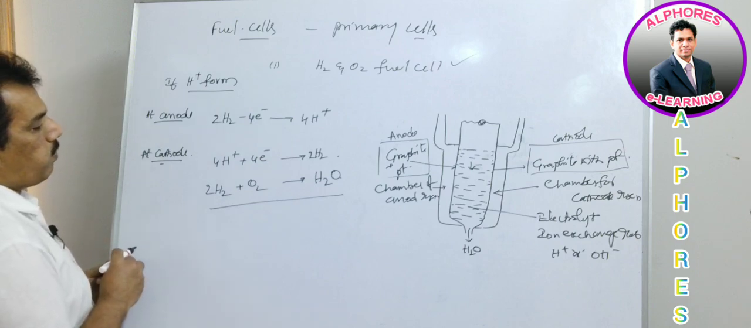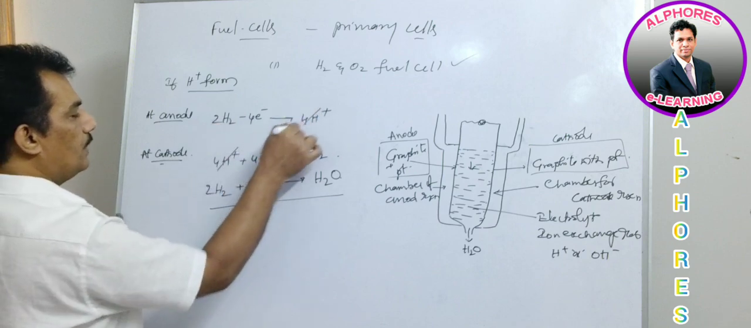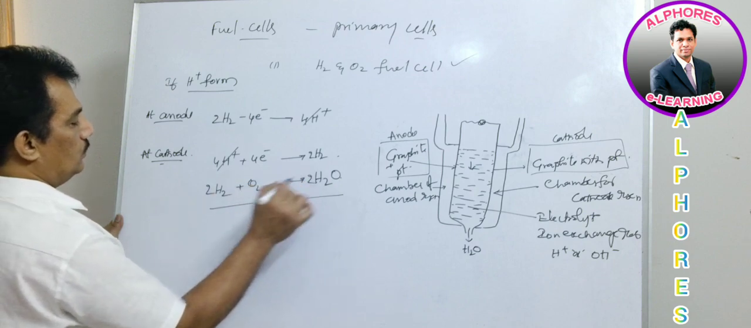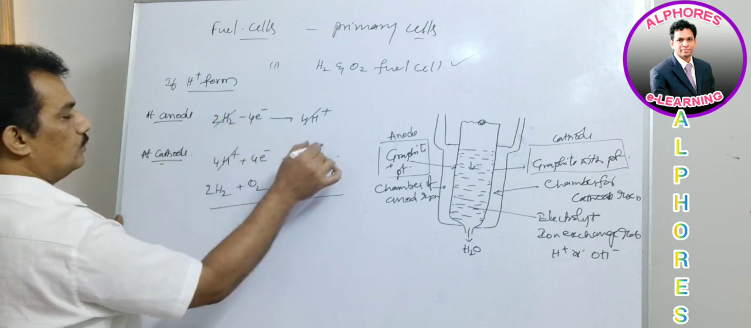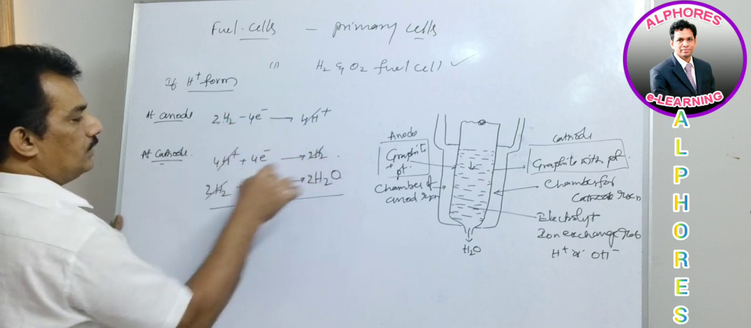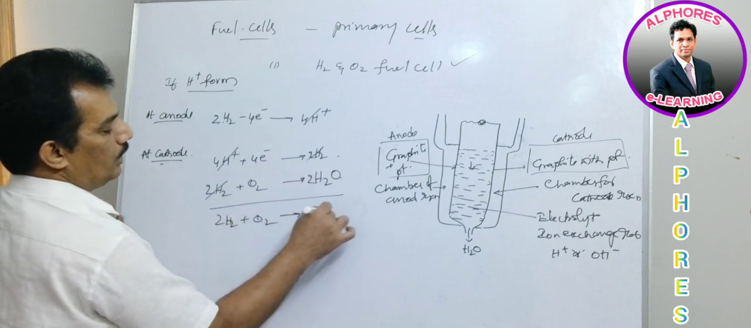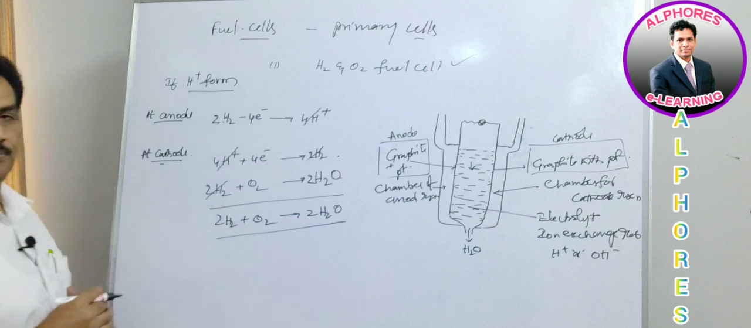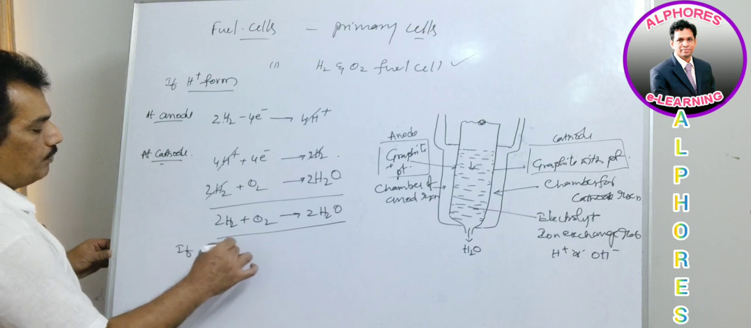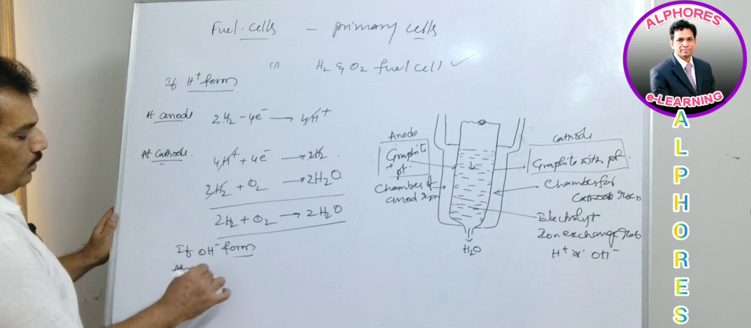And now how it is taking place. These 4 electrons migrate to H2, and this is, whatever it may be, 2H2 plus O2 giving 2H2O. This is the reaction.